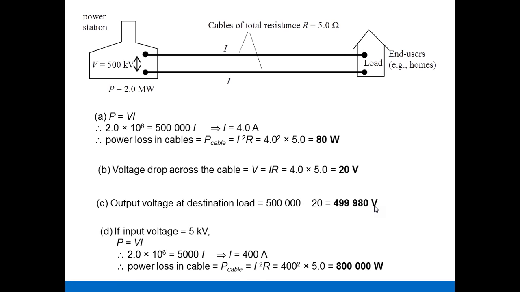Next, let me convince you once and for all that stepping up the voltage is useful if your input voltage is actually lower at 5 kilovolts. The current that will be transmitted through these wires will actually be 400 amperes. Using the same method of calculation, the power loss in the cable would then be I squared R, which would be 400 squared times 5, which is 800 kilowatts. Note that 800 kilowatts is a much larger number than 80 watts. This shows that by stepping up your voltage, you actually have less power loss.